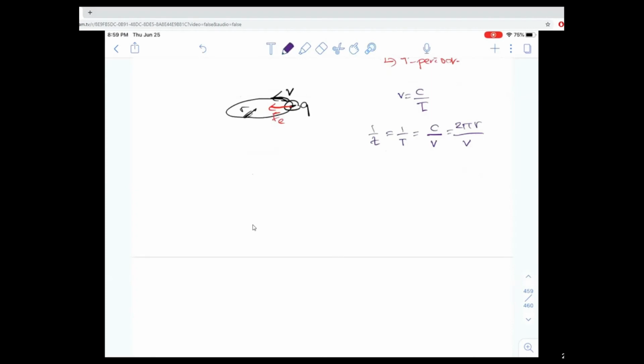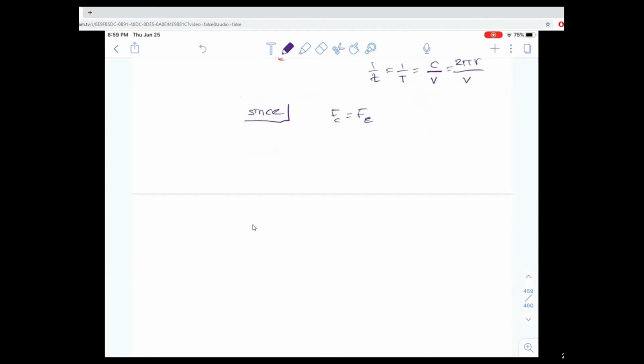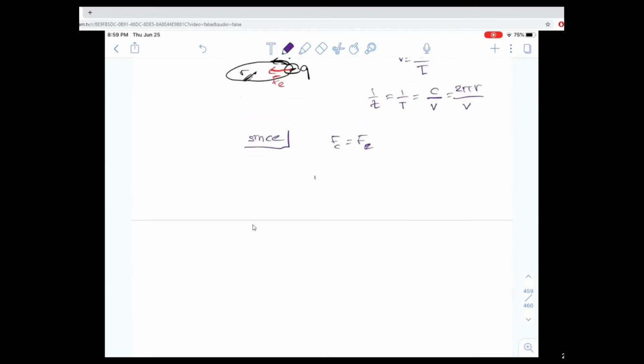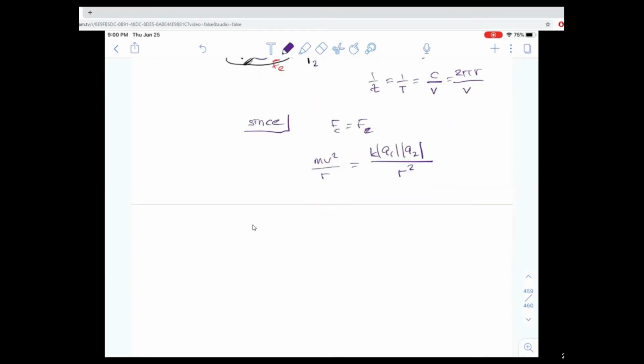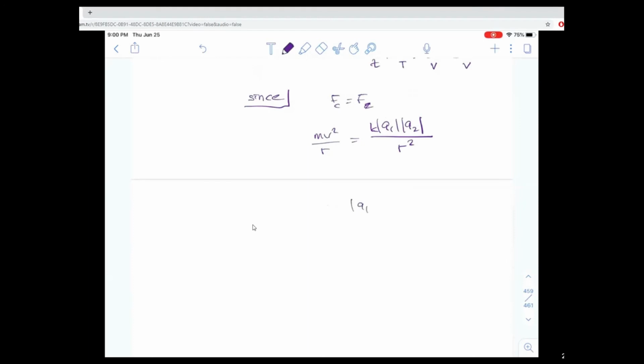So what do we know? This is our circular motion. Electrostatic force is the same as the centripetal force. The centripetal force is going to be mv squared divided by r. The electrostatic force is going to be K, let's have a positive charge here, so this is going to be Q1, this is going to be Q2. We're interested in the absolute values of those, and I'm just going to simplify this. Q1 and Q2 are unit charges. So it's going to give you mv squared divided by r equals ke squared divided by r squared.